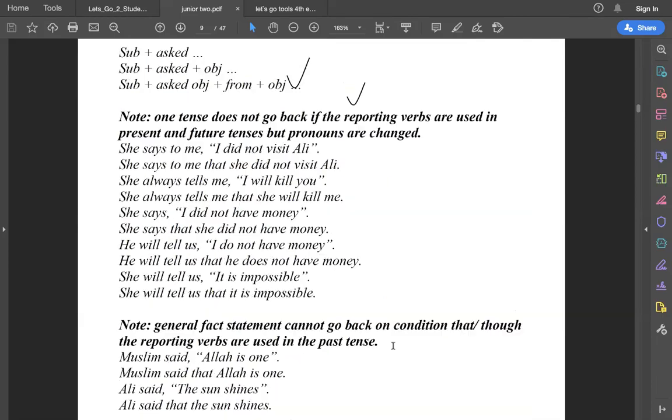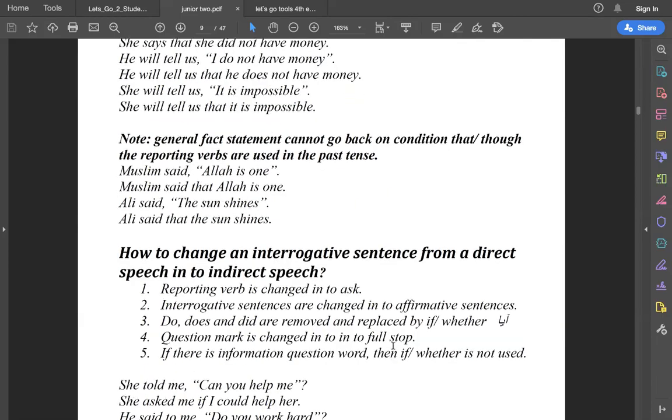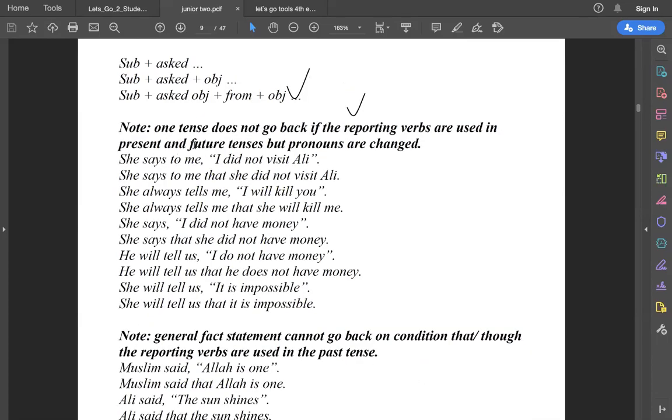And here is one more thing about changing. Remember that if our reporting verb is not in past form, you are not going to change the tenses. The tense does not go back if the reporting verb is used in present and future tense, but pronouns are changed. So look at this: She says to me. It is not in past form. She says to me. You didn't change the tenses here. You just change the pronouns and adverbs, but not the tenses.